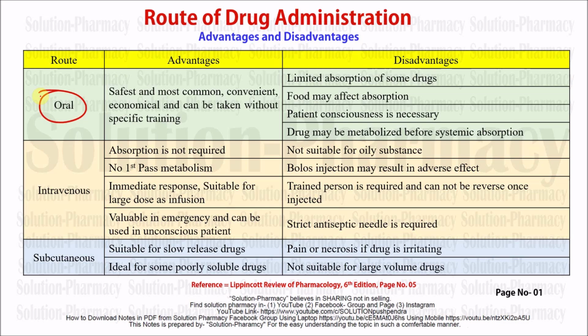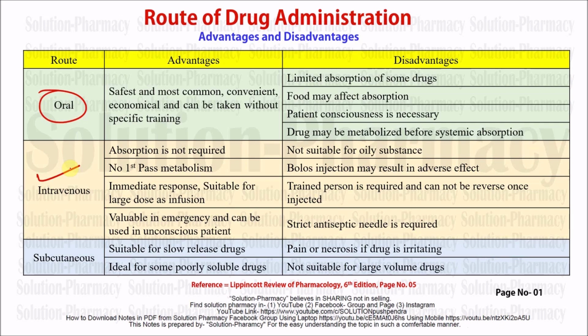Coming to the next route of drug administration, that is the intravenous route. That means a drug will be administered directly to the blood via a vein. That is called the intravenous route. What are the basic advantages? The absorption is not required. That means the drug will be completely absorbed directly. That will not need conversion from one form to another form. That does not require initial metabolism. That will be completely absorbed rapidly, as such, directly after giving the drug.